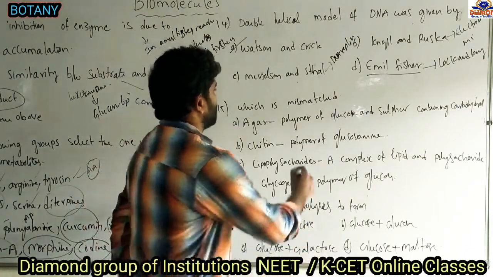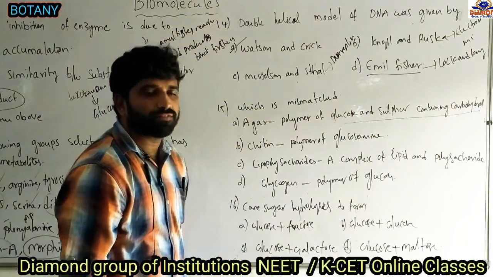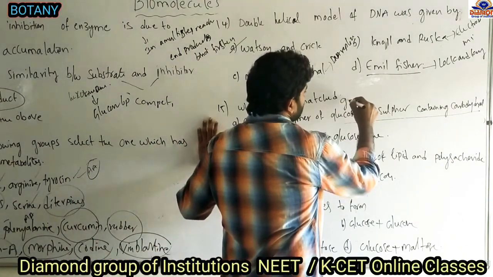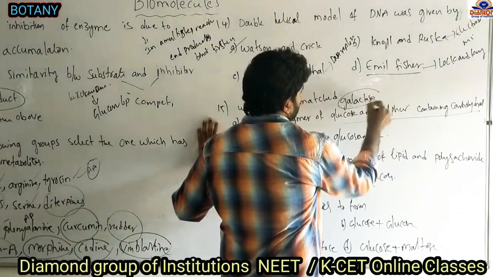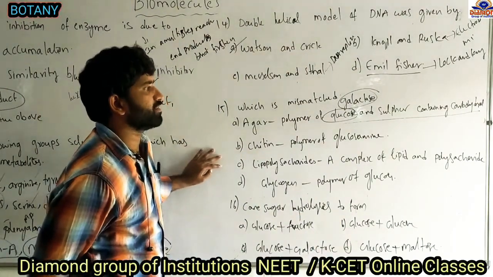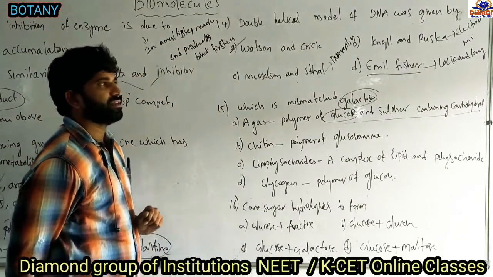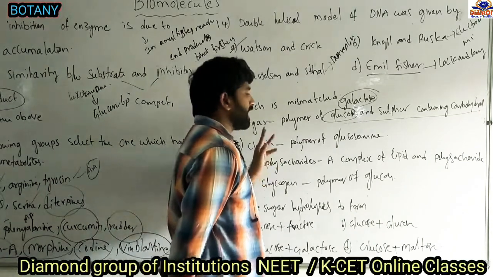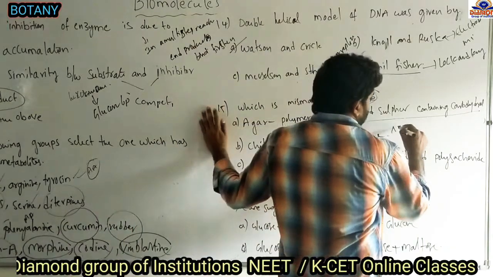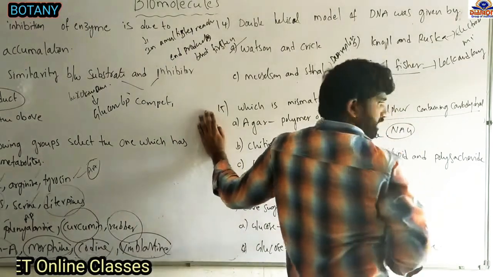Agar is given as a polymer of glucose, a sulfur-containing carbohydrate. Agar is extracted from red algae. It's a polymer of galactans, or galactose. It's not a polymer of glucose. They have given it as a polymer of glucose, but instead of glucose, galactose should be present. And option B, chitin, polymer of glucosamine. Yes, chitin is the cell wall of fungi, and chitin is made up of a polymer of glucosamine, also called NAG, N-acetyl glucosamine.